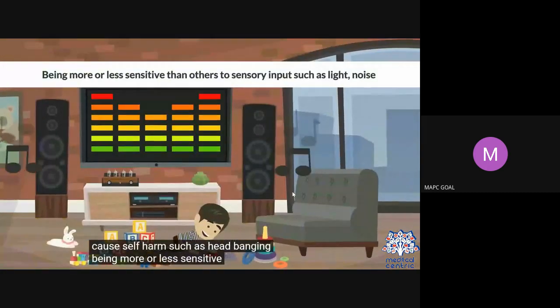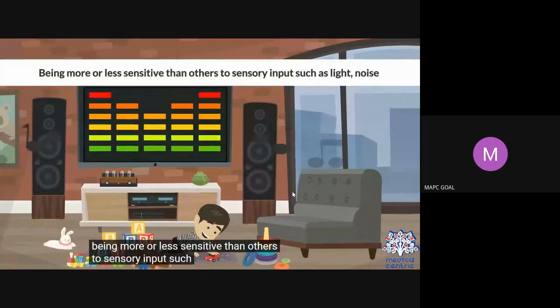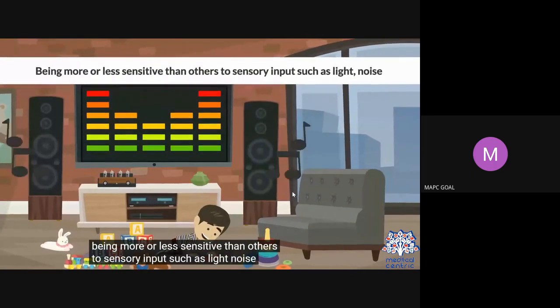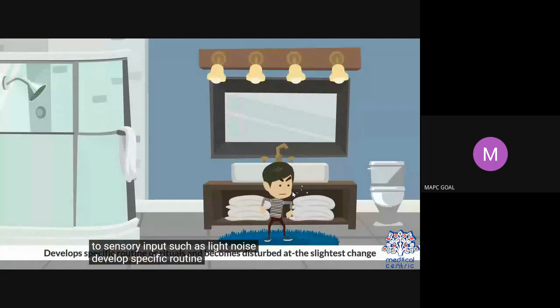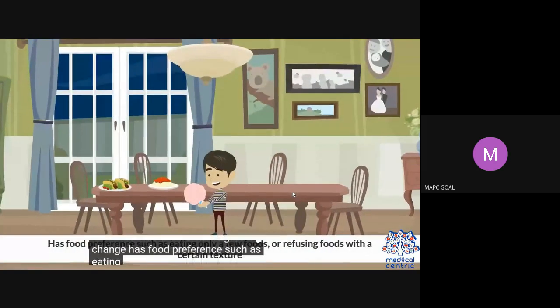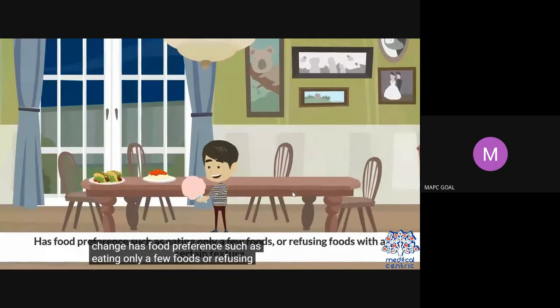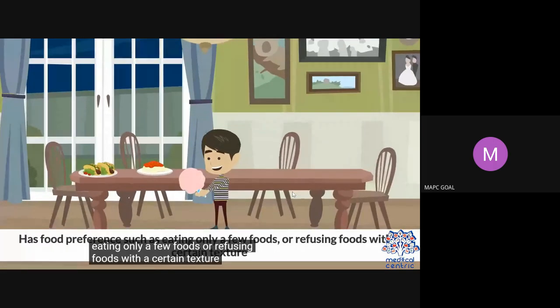Being more or less sensitive than others to sensory input, such as light and noise. Developing specific routines or rituals and becoming disturbed at the slightest change. Having food preferences, such as eating only a few foods or refusing foods with a certain texture.